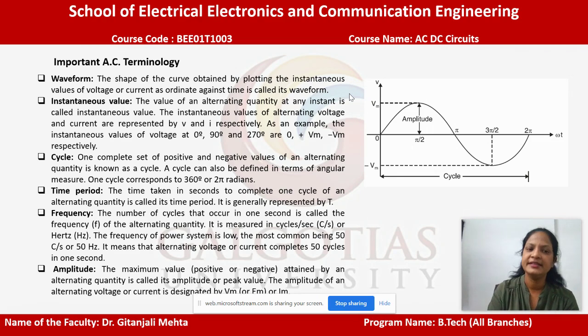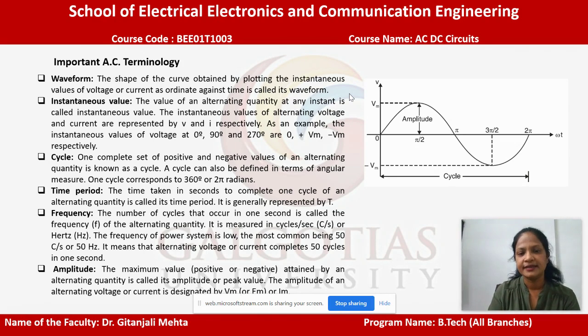As an example, the instantaneous values of voltages at 0 degrees, 90 degrees and 270 degrees are 0, Vm and minus Vm respectively. One complete set of positive and negative values of an alternating quantity is known as a cycle. A cycle can also be defined in terms of angular measure. One cycle corresponds to 360 degrees or 2π radians.